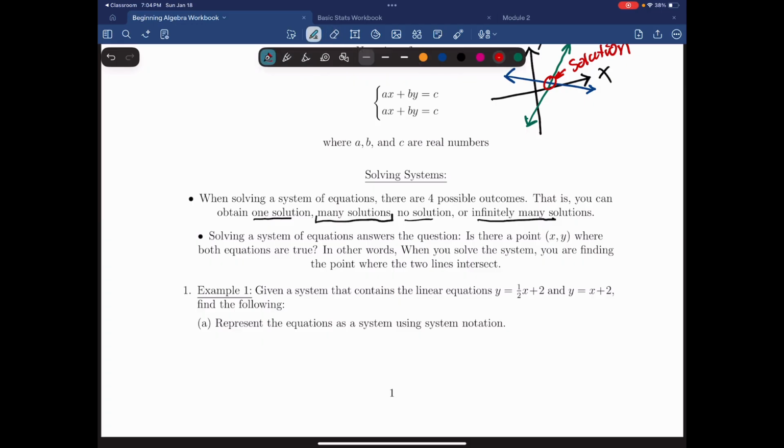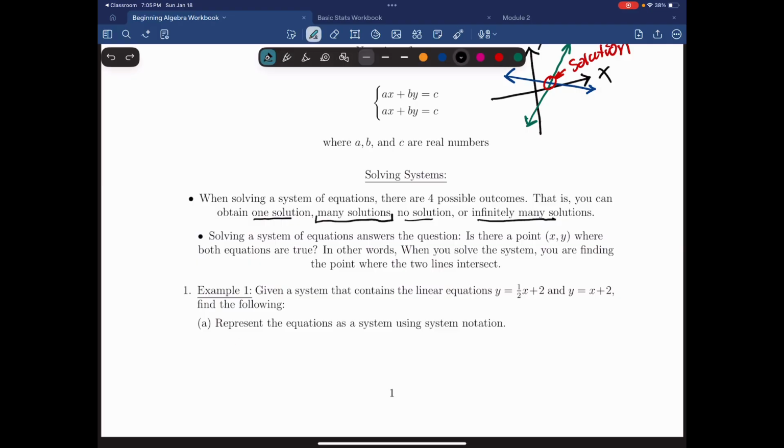For example 1, given the system that contains the linear equations y equals 1/2 x plus 2 and y equals x plus 2, find the following. For part A, we're asked to represent the equations as a system using system notation. All that means is we're going to take this notation and write it out in this very specific example that we're given.